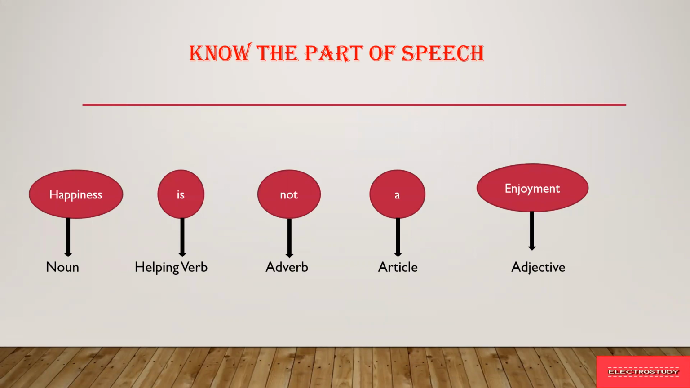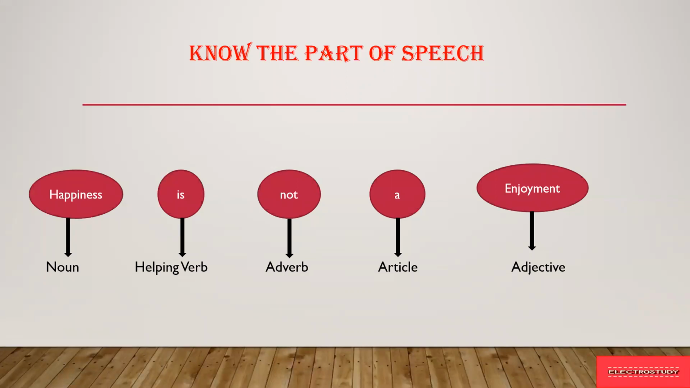So, when a spotting error sentence is given to you, there are some tips that you have to look into in the sentence before spotting the error. First main thing is you have to know the part of speech. Part of speech in the sense, if you have a sentence like this, "Happiness is not a enjoyment." So this is a sentence. Now in this, you have to know which is adverb, which is article, which is noun, which is the helping verb. So only when you understand this, you can easily spot the errors. This is the basic English grammar.